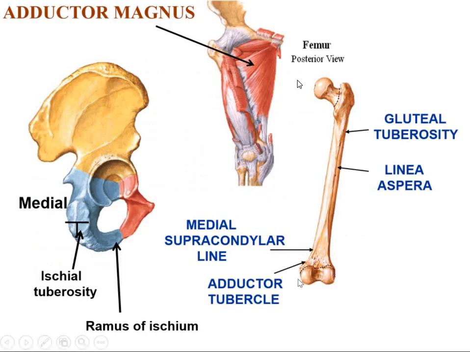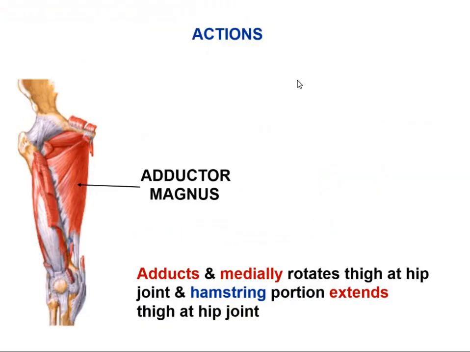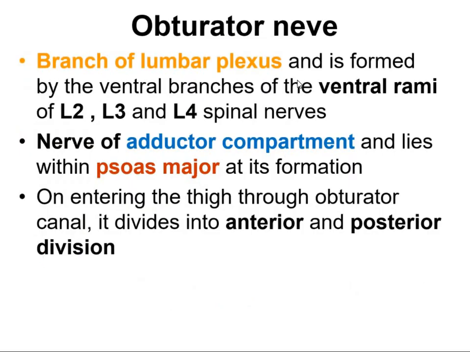Okay, you saw the adductor tubercle on the medial aspect of your femur here, so the hamstring part will come and get attached over here. Okay, then we have the obturator nerve. Briefly, I will tell you about the obturator nerve.